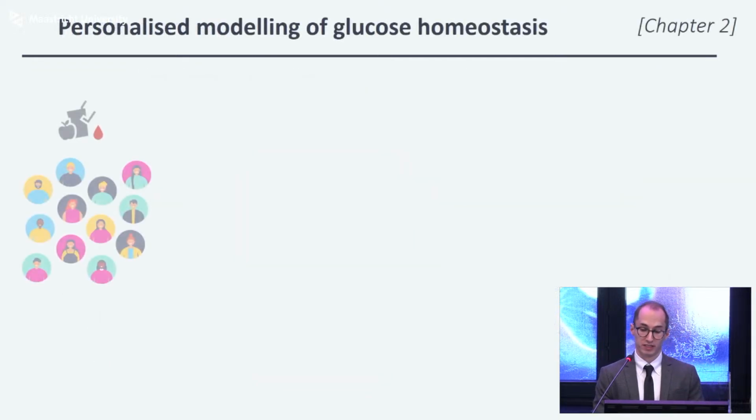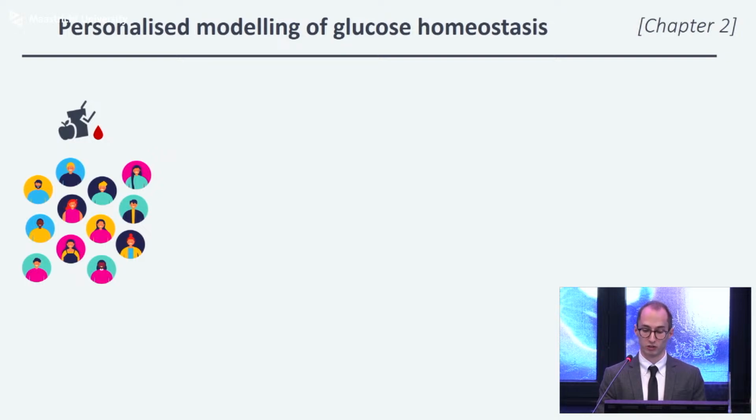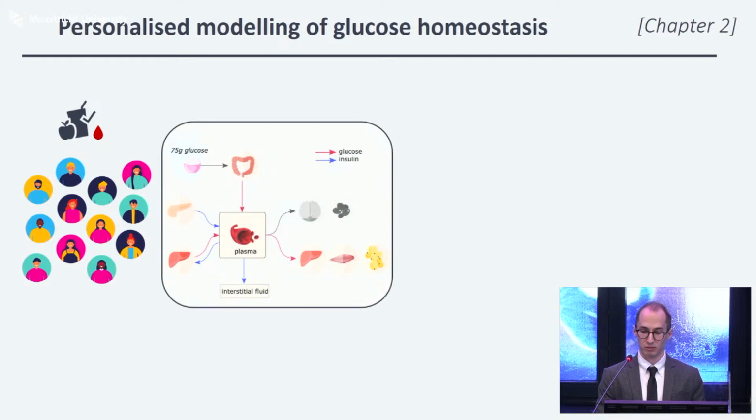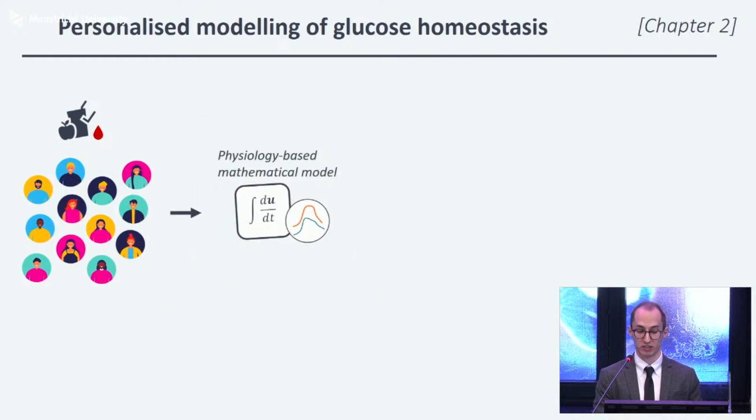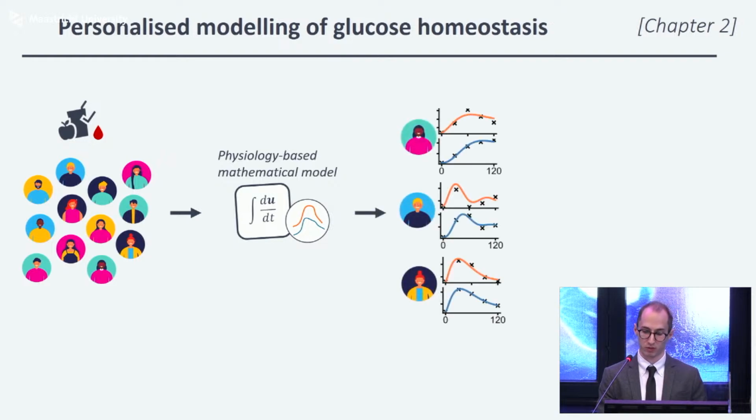In Chapter 2, we studied the glucose homeostasis of a large group of individuals who underwent an oral glucose tolerance test. We used a physiology-based mathematical model to represent the processes involved in maintaining glucose homeostasis in the form of equations. We then developed a novel computational framework that enables the person-specific calibration of this model based on individuals' responses to the oral glucose tolerance test.